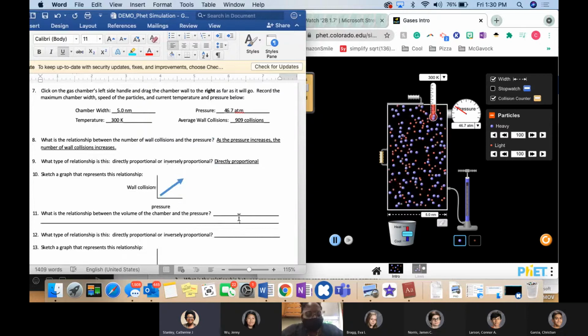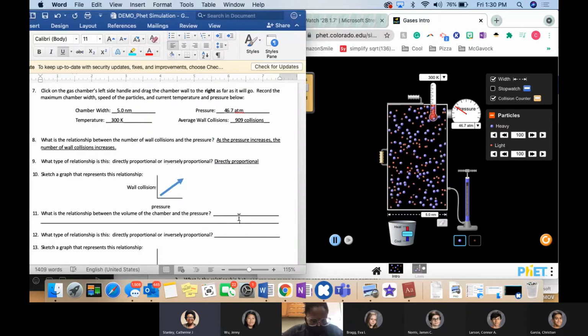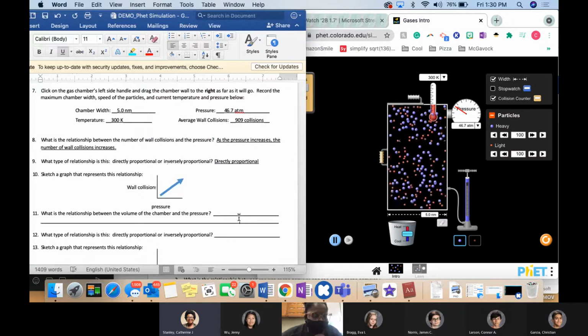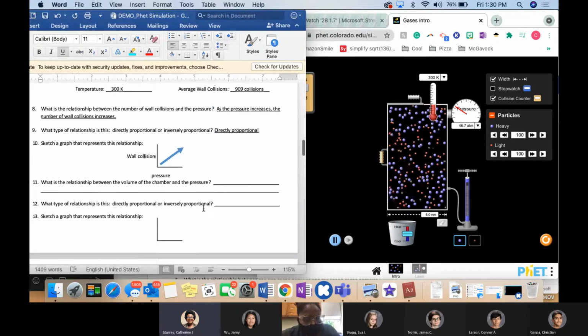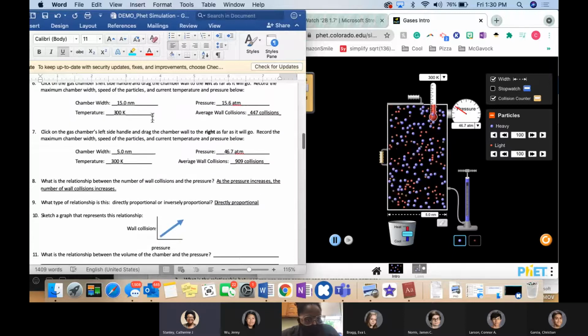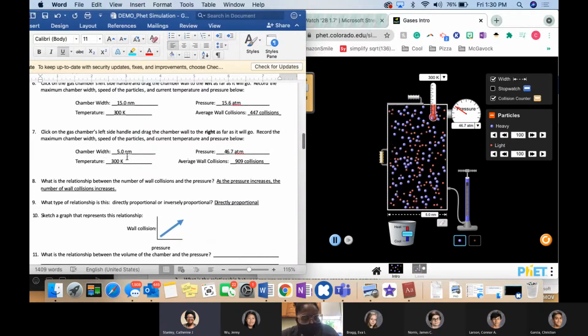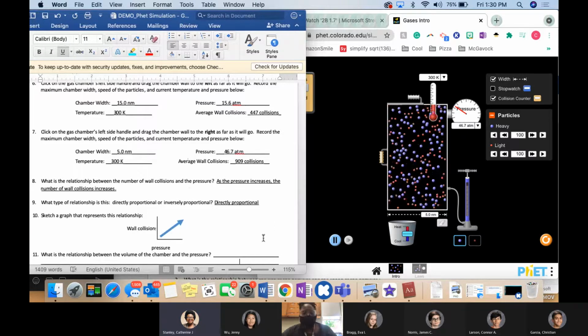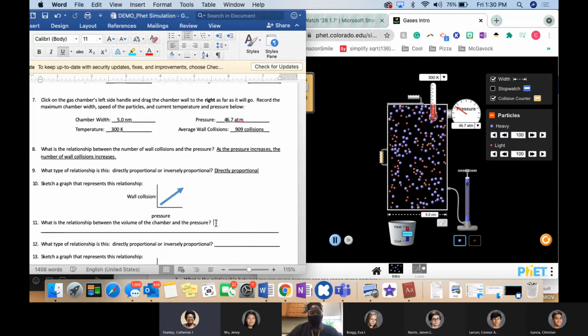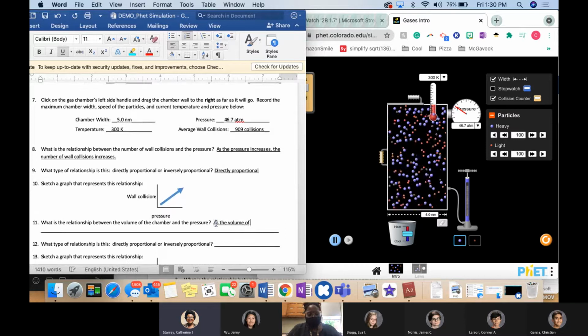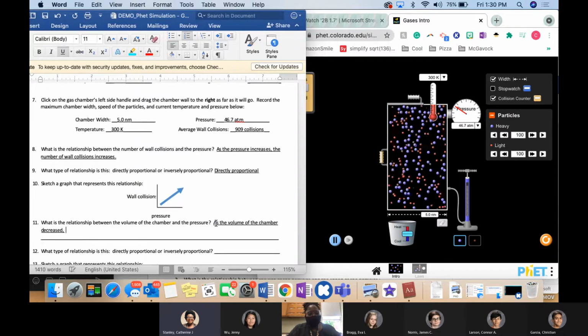What is the relationship between the volume of the chamber and the pressure? Let's look at the volume. The volume is going to be our chamber width, okay? As the chamber width decreased from 15 to 5, what happened to our pressure? We have one vote for more pressure, one vote for increase, correct? So let's put it into sentence form. As the volume of the chamber decreased, the pressure did what? Increased. Now that makes sense.